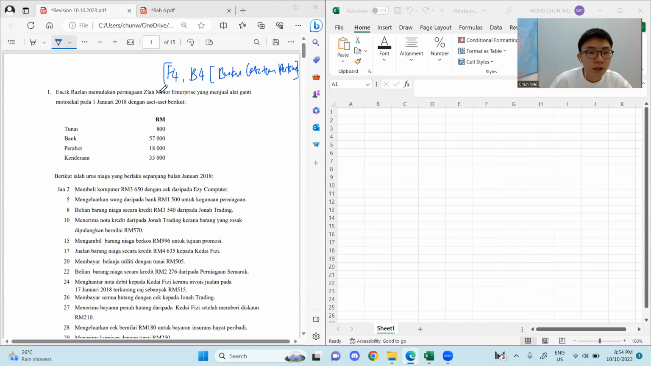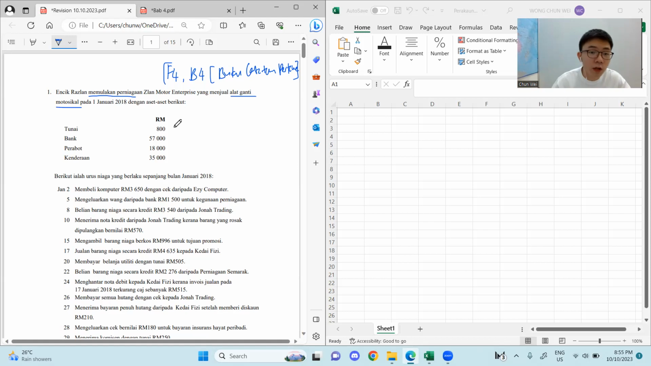Okay, so here, Encik Raslan memulakan perniagaan. So they just started a business, Hozlan Motor Enterprise, yang menjual alat ganti motor sikat. So this is what they are selling, alat ganti motor sikat. Very simple. Every time you're looking at a question, you have to know what kind of business they are doing. You have to know that. Why? You will know why later. But now, let's say that the alat ganti motor sikat is what they sell and what they buy, because this is their business.